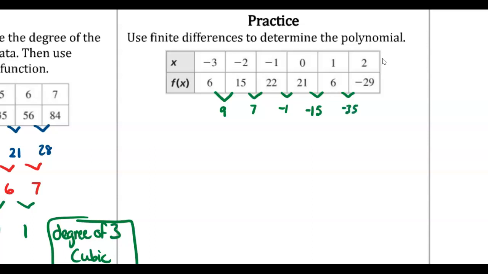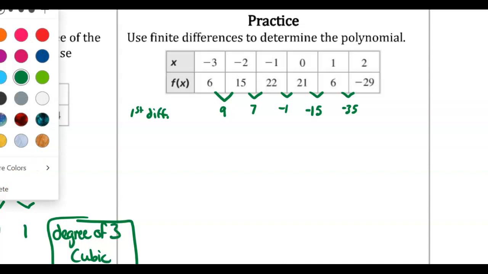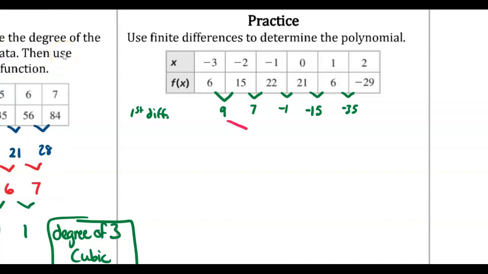You can feel free to use a calculator if there's any of these you're just not ready to do in your head. First differences were not the same, so we're going to try second differences. So second differences, 7 minus 9 is -2. Always do the right one minus the one right before it. -1 minus 7 is -8. -15 minus -1, that's like doing +1, it's -14. -35 minus -15 is like +15, and that's -20.